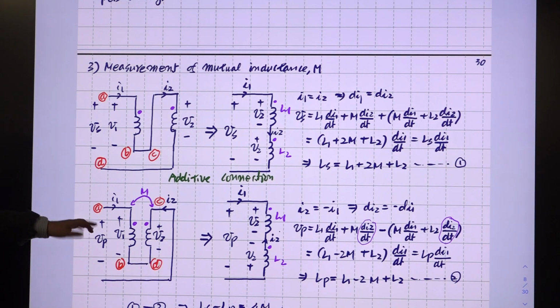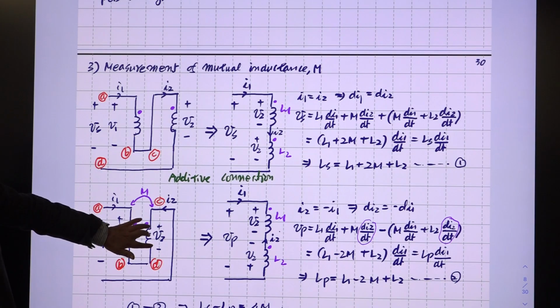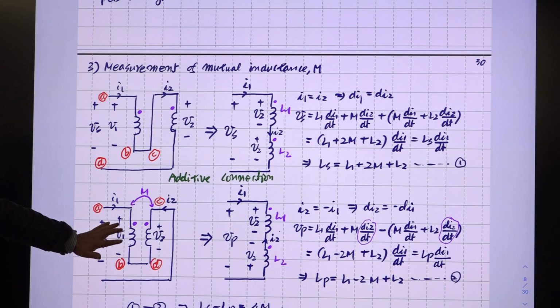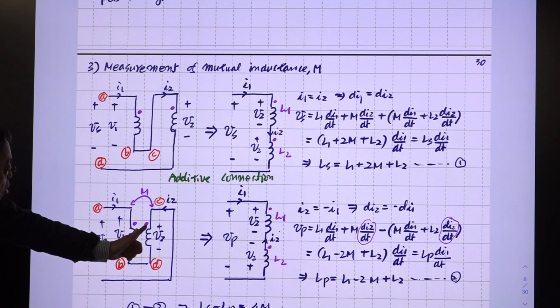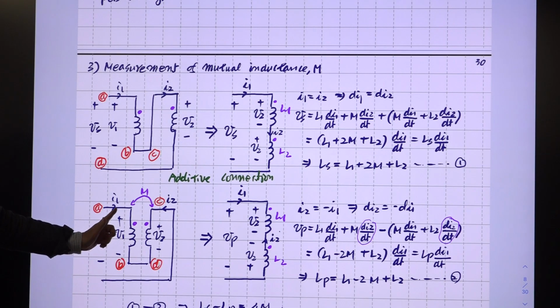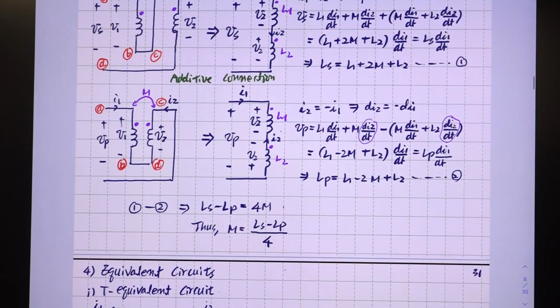Then the flux generated by this winding and the flux generated by this winding, they are subtractive, right? Because in one winding the current is entering through the dotted terminal, and in the other winding the current is leaving from the dotted terminal. This is called subtractive connection, not parallel connection. Subtractive connection.